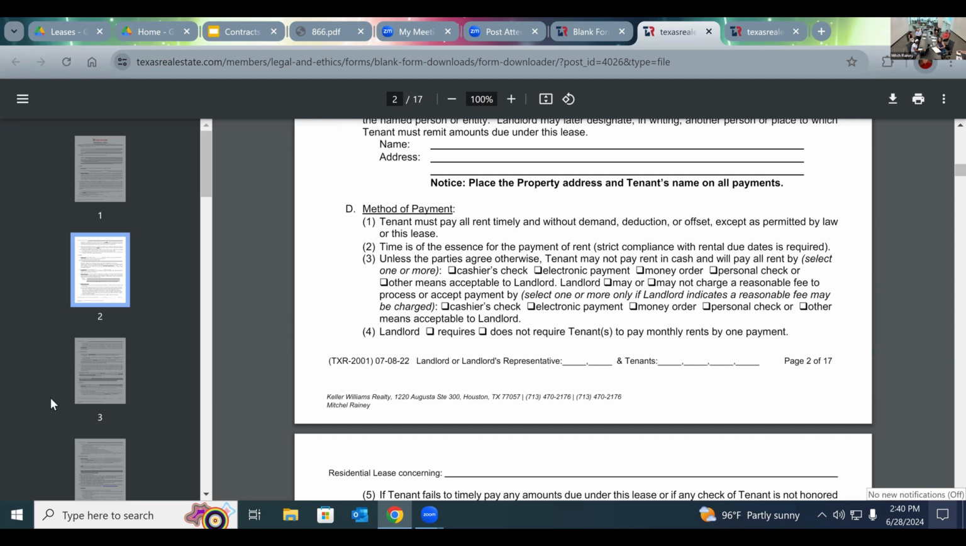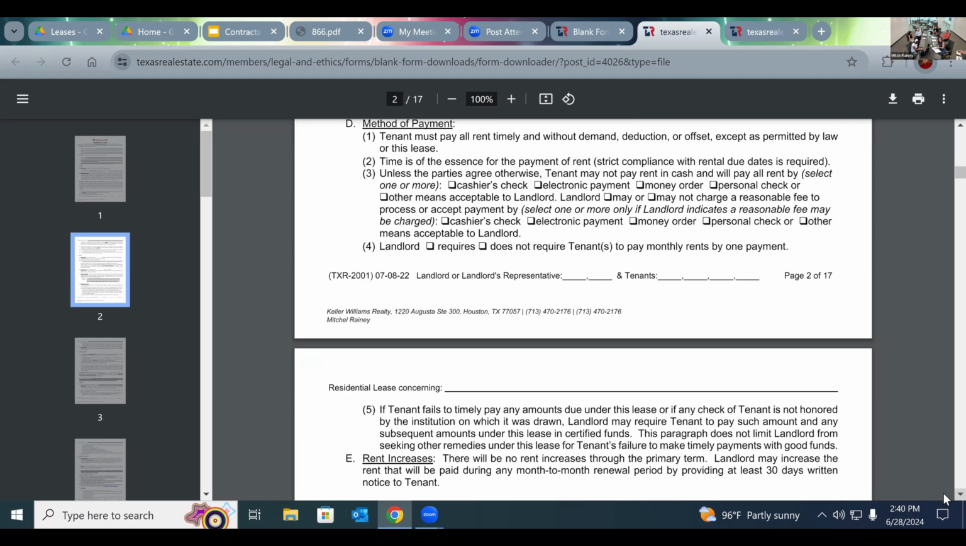All right, methods of payment. Tenant must pay all rent timely without demand or deduction. How do they want it paid? Cashier's check, electronic payment, direct deposit, anything. Landlord requires or does not require tenant to pay monthly rents by one payment. This is if you have roommates. I don't want a check from you and another check from you and a check from her. I want you three to get it together and give me one check. Yeah, it makes it so much easier for landlords.